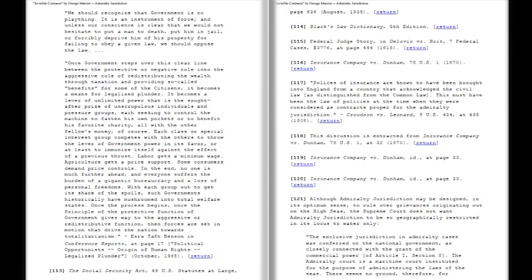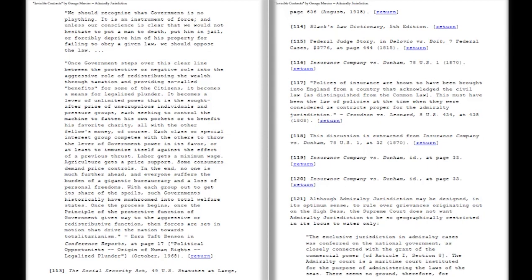Such governments historically have mushroomed into total welfare states. Once the process begins, once the principle of the protective function of government gives way to the aggressive or redistributive function, then forces are set in motion that drive the nation towards totalitarianism. Ezra Taft Benson in Conference Reports, at page 17. Political Opportunists' Origin of Human Rights. Legalized Plunder, October, 1968.